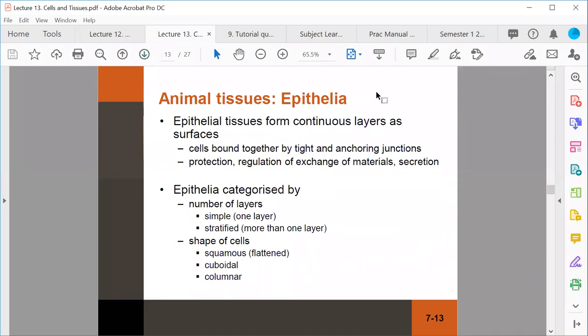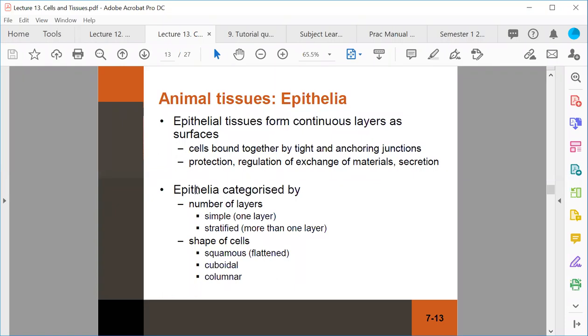Now moving on to animal tissues, and we're going to start with epithelial tissue. So epithelial tissues form continuous layers as surfaces, not just on the surface of the animal itself, but also lining any internal cavities. Epithelial cells are bound together by tight and anchoring junctions, and they function in protection, regulation of exchange of materials, and secretion.